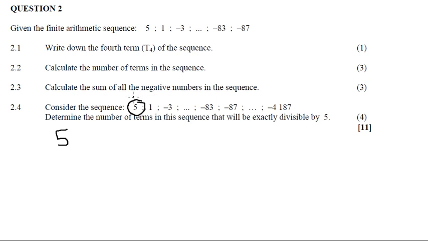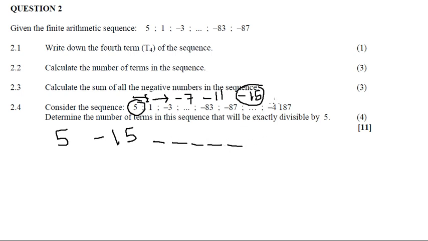So remember, my common difference is negative 4. So that becomes 1. That becomes negative 3. The next term is negative 7. Minus 4, that gives you negative 11. Minus 4, that gives you negative 15. So this could be the second number that's divisible by 5. So your second term in the sequence that's divisible by 5 is minus 15. And so on and so forth. There will be quite a few more of them.